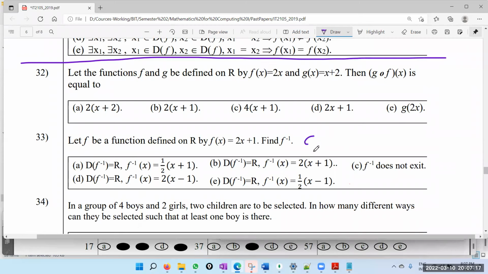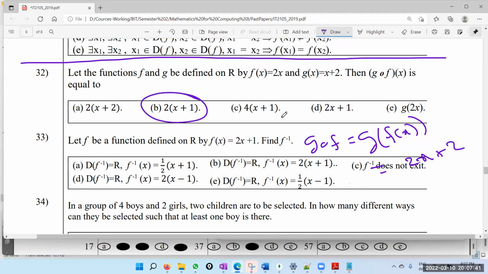Right. g of f means g of f(x). Right? So you have to put f(x) into g(x). g(x) is x plus 2. Instead of x, you have to put your f(x), that is 2x. So the final answer is 2x plus 2. Right? This is 2x plus 4. This is 2x plus 1. And this one says g of 2x. That is also correct. Right? Because f(x) is 2x. That is also correct.